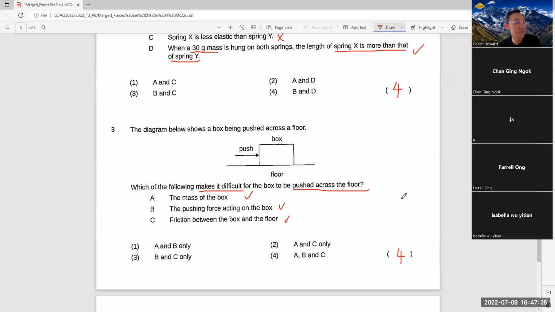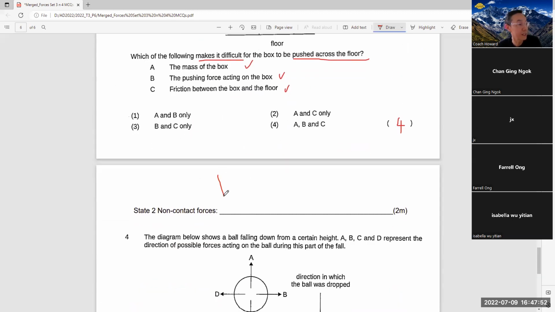So if you increase the mass of the box, you make it more difficult. If you decrease the pushing force, you also make it difficult. If you increase the friction between the box and the floor, that's when you change the surface of the box, or you change the surface of the floor, you will affect. So we put it at this one. Okay, all three factors will affect.